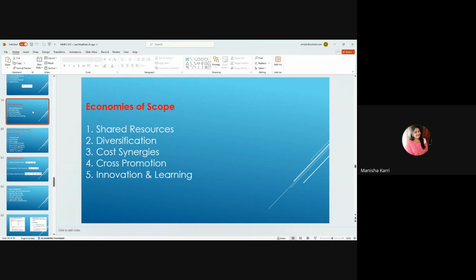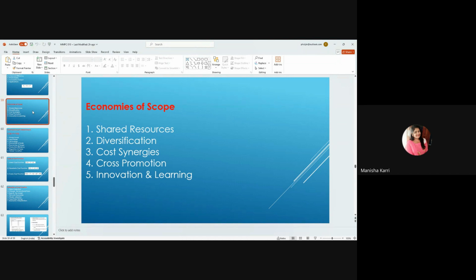Next one is cross promotion, meaning companies can leverage marketing and distribution channels to promote their multiple products simultaneously, reducing advertising costs and increasing market reach. This is nothing but cross promotion. They will do multiple advertisings at a time to reduce advertising costs. And the last one is innovation and learning. Exposure to different markets and products can lead to innovation and improved processes that will benefit the entire company.